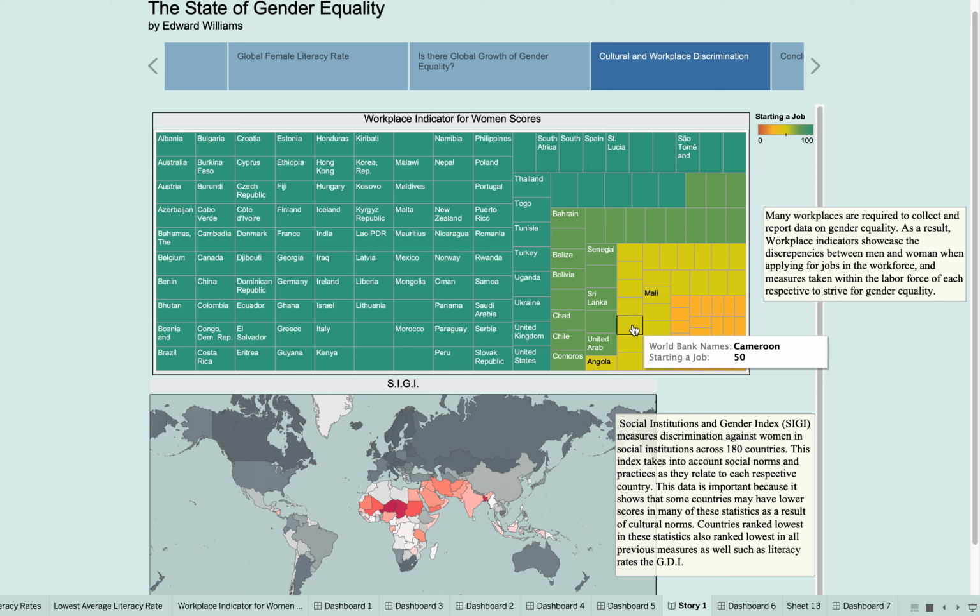Not surprisingly, a lot of countries that rank low in the other metrics, so the Gender Development Index, the female participation in government, and literacy rate, all those countries that rank low in those metrics also ranked below the desired score of 100 within the workplace indicator ranking as well. The only countries that didn't are Saudi Arabia and Iraq. But I'll get into that later.